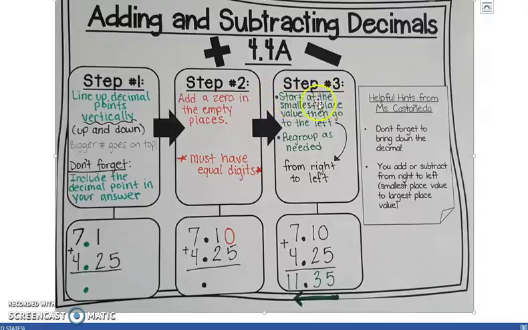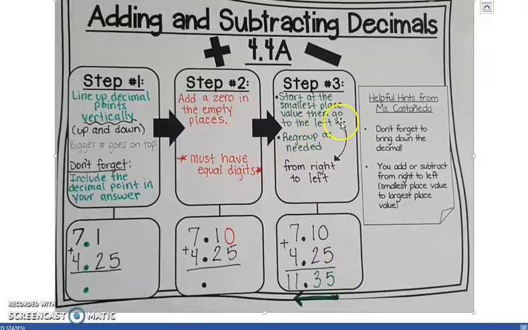You're going to start at the smallest place value, then go to the left. What that means is that when you're going to add or subtract decimals, you have to start at the smallest place value. In this example right now, my smallest place value is on the right hand side. And the smallest place value is the hundredths place.